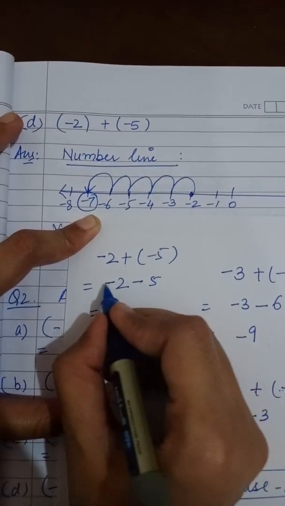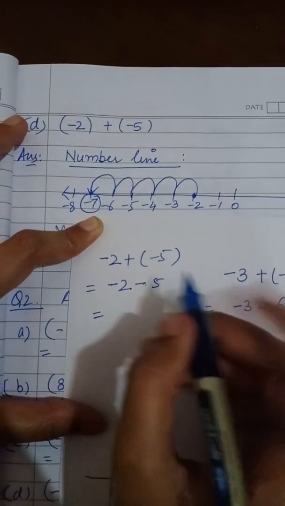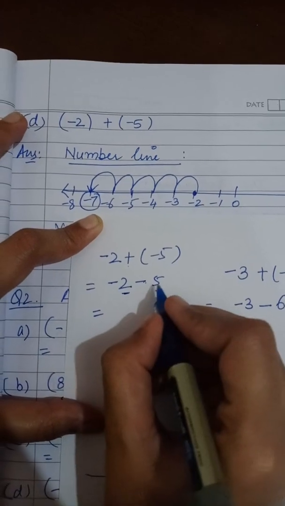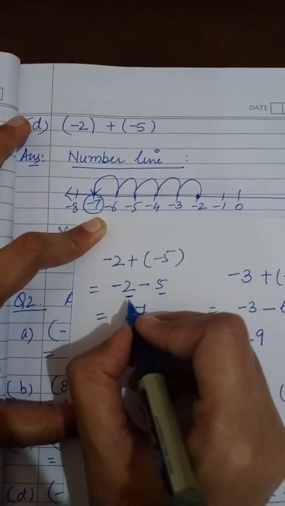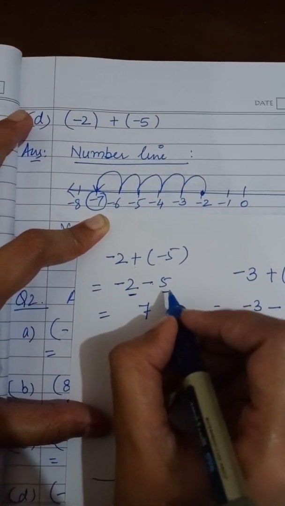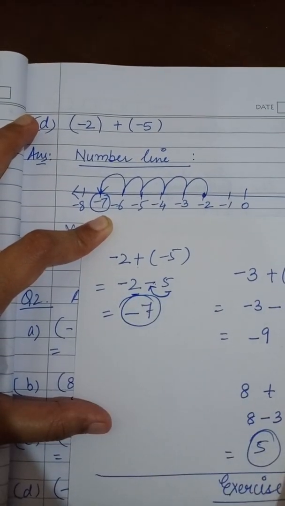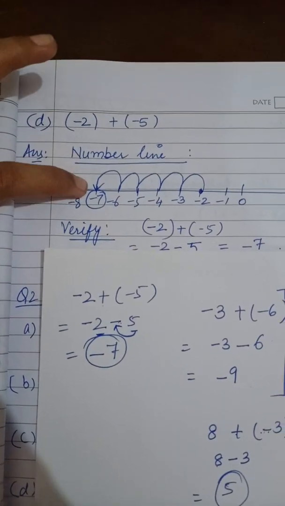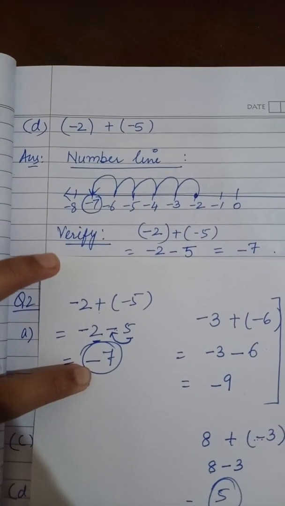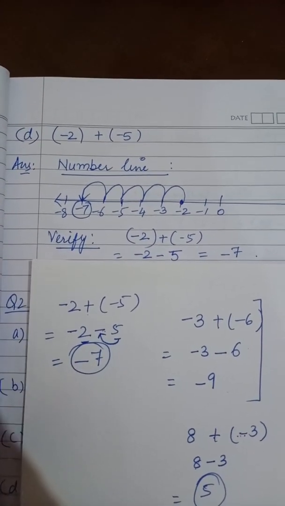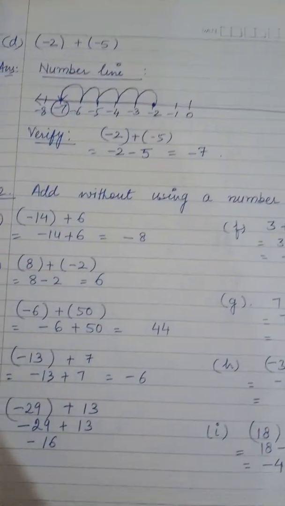When two signs are same, what we are going to do? Add 2 and 5. What will come? 5 plus 2? 7. Now out of 2 and 5, which one is the greater one? 5. And what is the sign with this? Minus. So the answer is minus 7. Hence it is verified. On the number line it is minus 7, and on actual calculation we are also getting minus 7. So this was your question number 1.